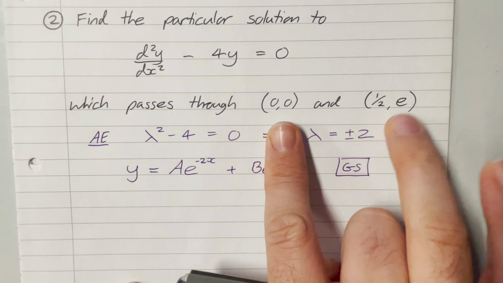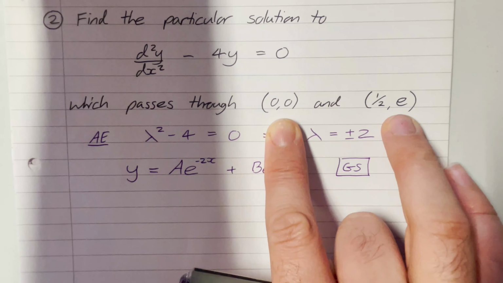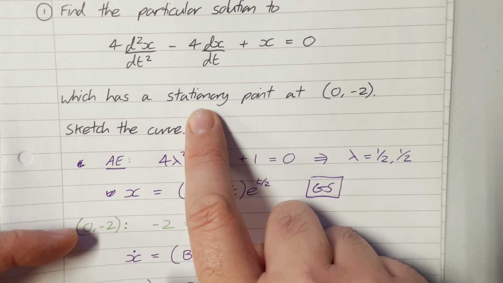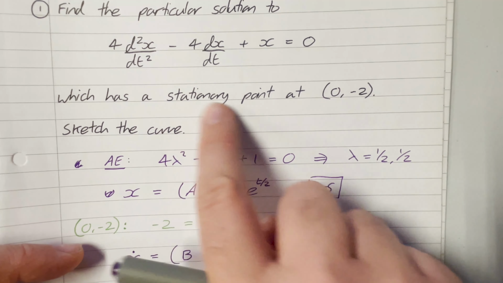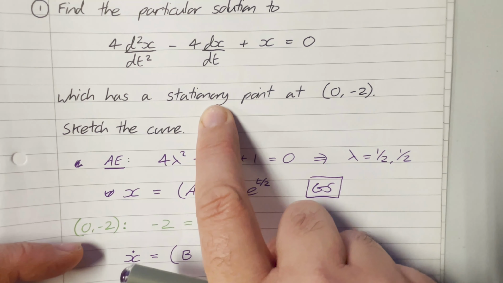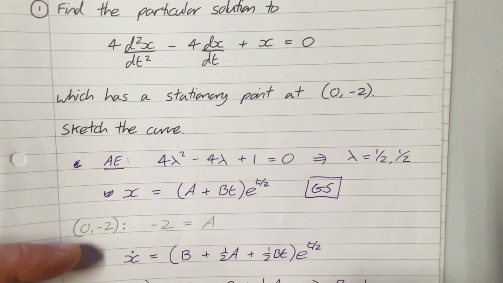So plug in these two conditions. Now the previous case, what in the mathematical world we would refer to as initial conditions, because the two conditions that were given were both to do with when t is 0, or when the independent variable was 0. We were given an x coordinate and an x dot coordinate when t was 0. So we call those initial conditions.